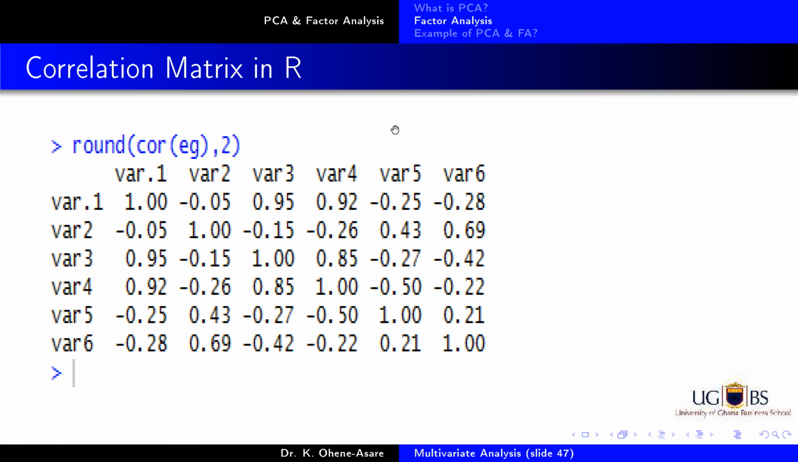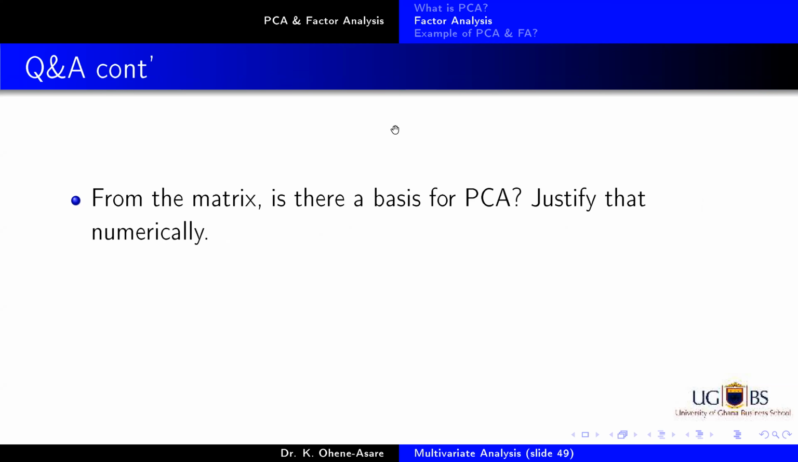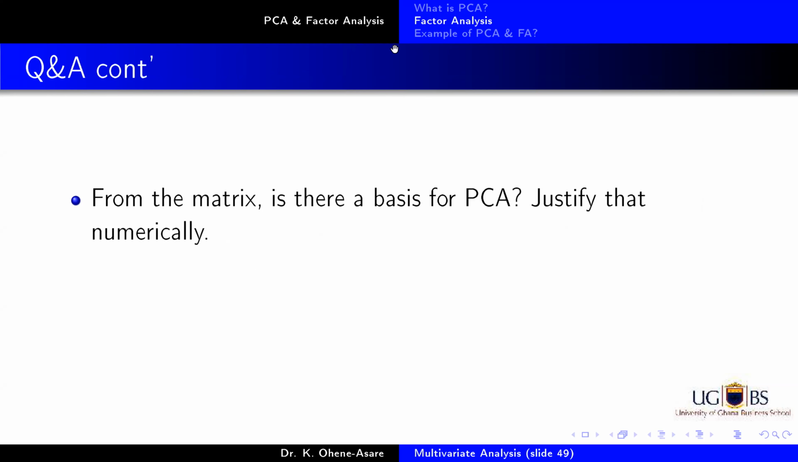I brought other factors in here. For variable 1, you have 3 and 4, and for variable 2, you have 5 and 6. All right. Now, the next thing is from the matrix, and listen carefully. From the matrix, is there a basis for principal component analysis? These are basic questions I normally ask before we build up. You can say yes or no, but you have to justify.